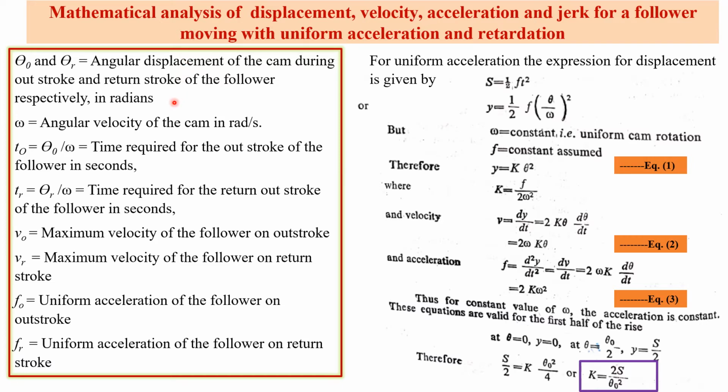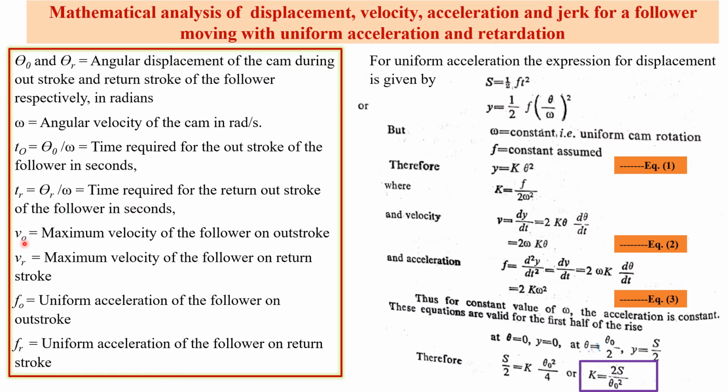So let us first get familiar with the nomenclature. Theta naught and theta r are the angular displacements of the cam during the outstroke and the return stroke of the follower, and that we measure in radians. Omega is the angular velocity of the cam in radians per second, and usually this angular velocity of the cam is constant. T naught is equal to theta naught by omega, and this is nothing but the time required for the outstroke of the follower in seconds. Likewise, Tr is the time required for the return stroke of the follower in seconds.